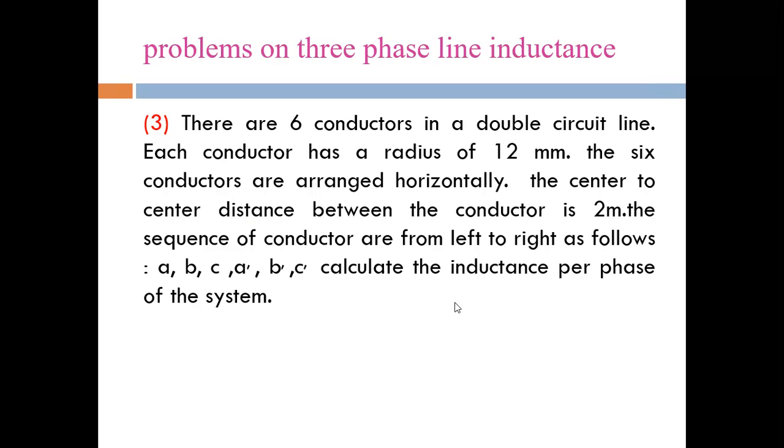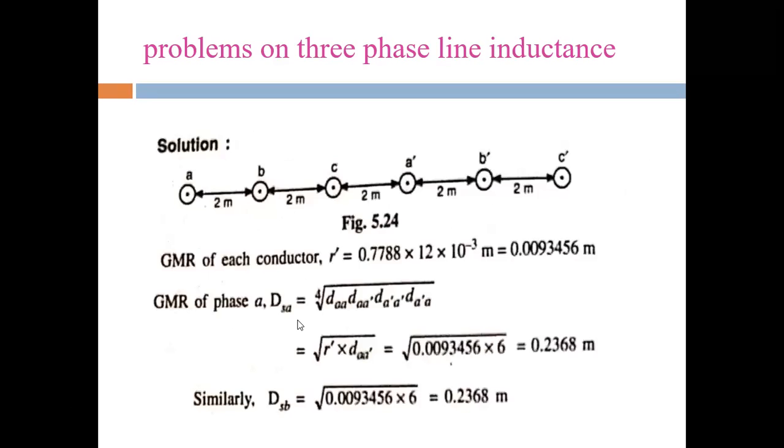The sequence of the conductors is from left to right. Calculate the inductance per phase of the system. We calculate the inductance L. This is the given problem, with conductors A, B, C and A dash, B dash, C dash, arranged from left to right.